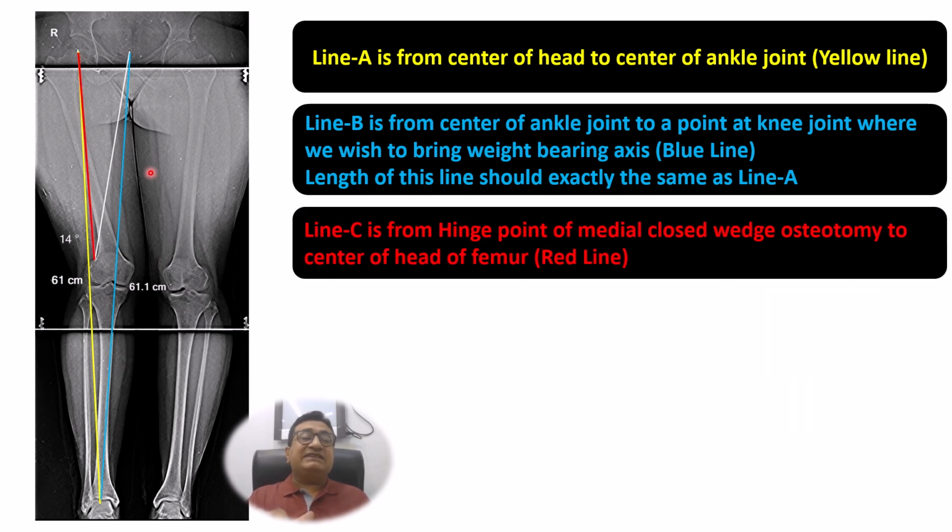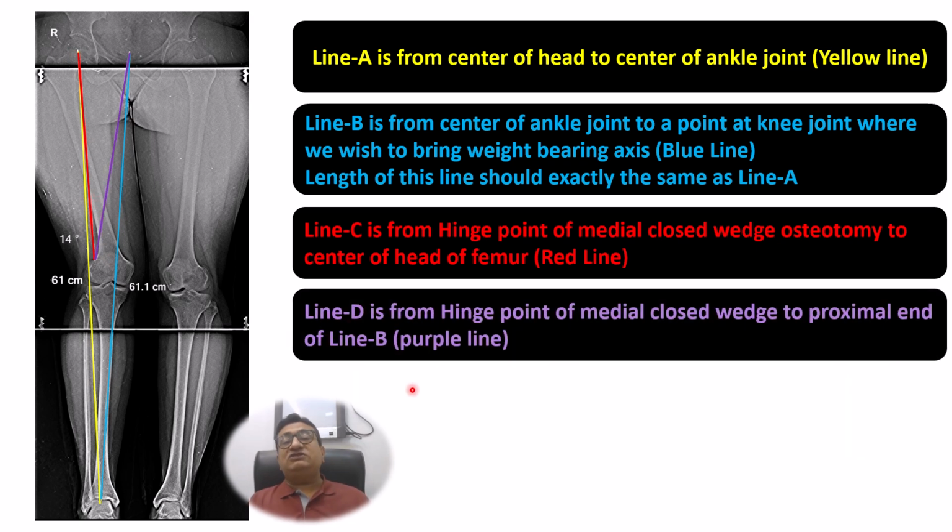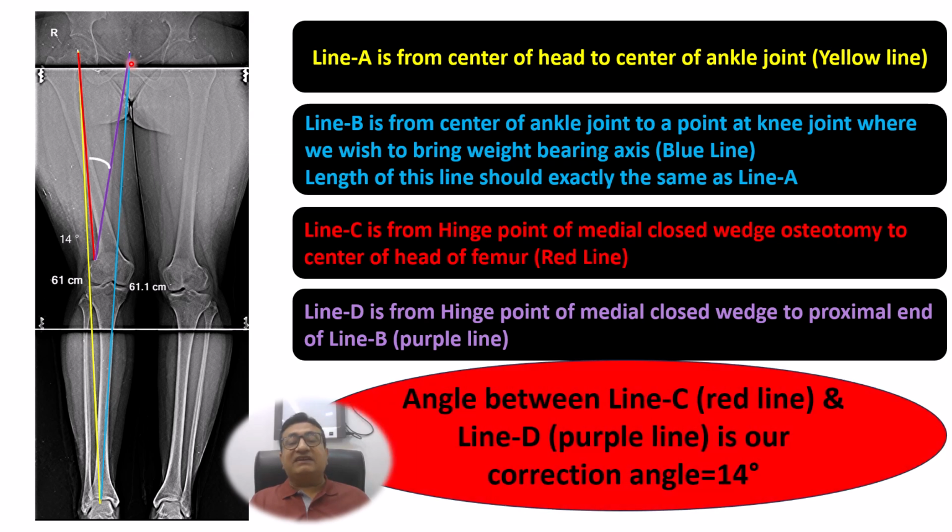This is line B. Now line C is drawn from the hinge point. The hinge point is here, in the lateral metaphyseal region of the distal femur, and line C is drawn from the center of the head of the femur to the hinge point. Then line D is drawn from the hinge point, which is the hinge point of the medial closing wedge osteotomy, to the proximal end of line B. The angle between line C and line D is our correction angle, and in this particular patient the angle between line C and line D comes to 14 degrees. So this is how we plan that from the distal femur we have to remove a 14 degree wedge.